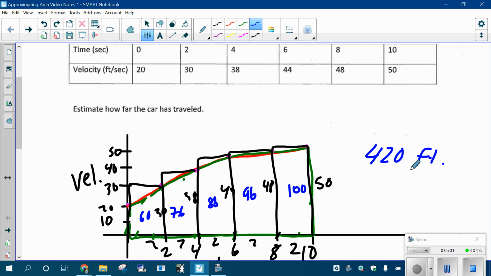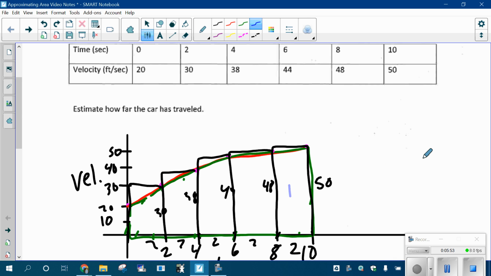You went 420 feet, but I know what you're thinking. You're like, Mr. Cuddy, those box rectangles aren't the same size. They're too big. And that's true. They're definitely an over approximation. So you could definitely look at this and say the actual distance that you went, the actual area of the green region, is less than 420.